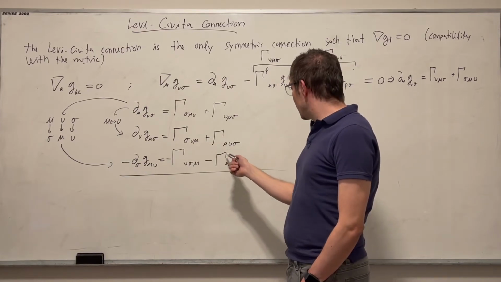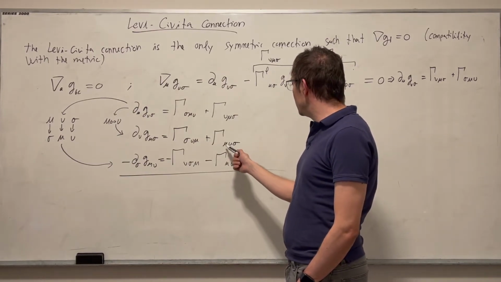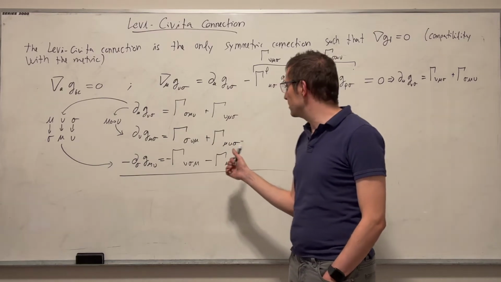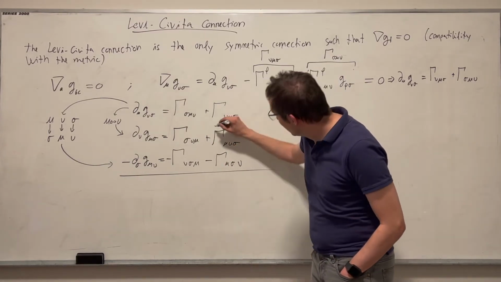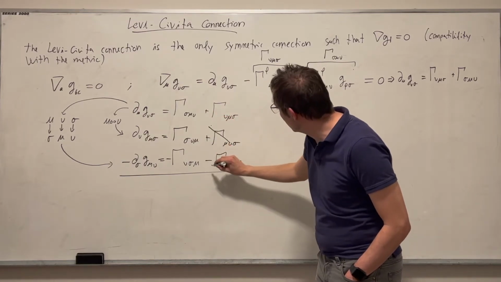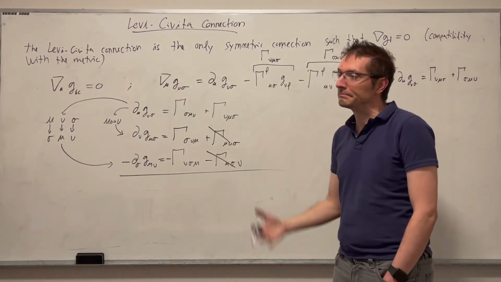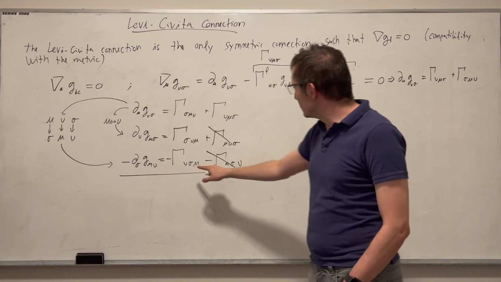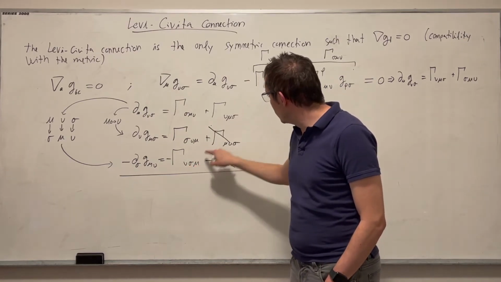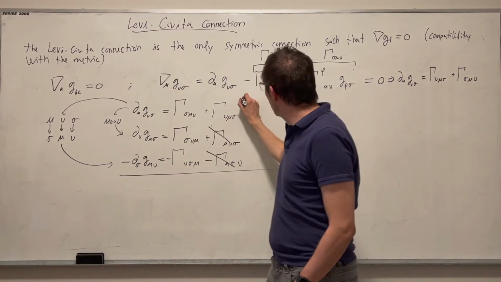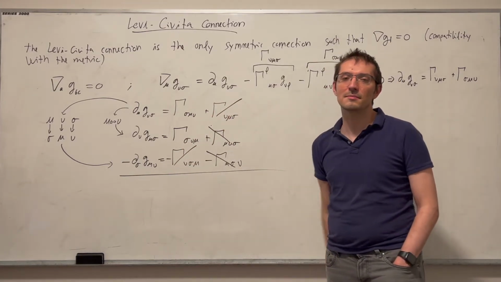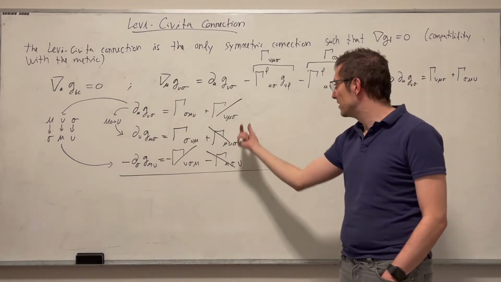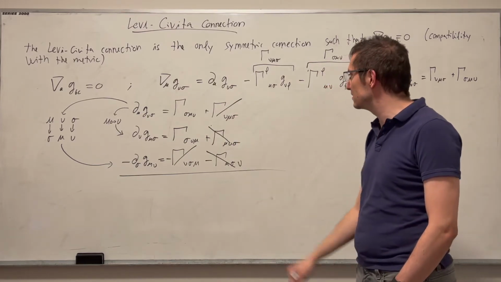I have gamma mu sigma nu, gamma mu nu sigma. But this connection is symmetric. So it's symmetric in the two last indices, right? So this thing is exactly the same as this one, but with the opposite sign, so this thing cancels. Wonderful. How about this one? This one, nu sigma mu. Nu, mu sigma, this one cancels with this one because again the connection is symmetric, so the two last indices, the coefficients of the connection are the same. They're symmetric under the change of the two last indices.